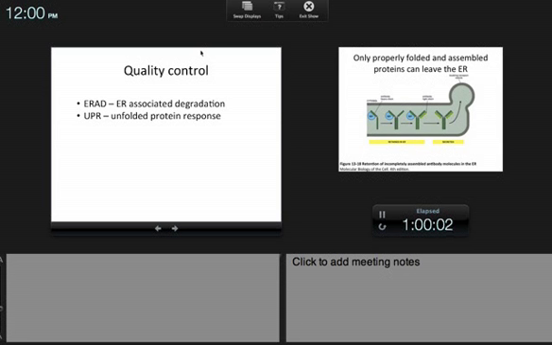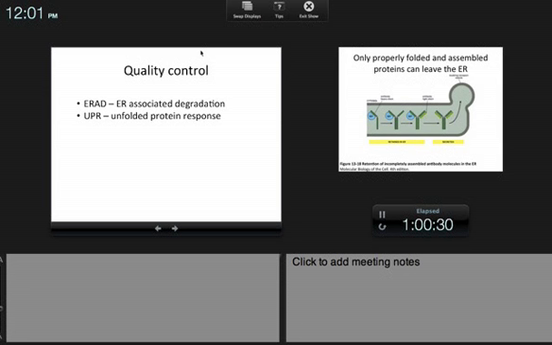This is specifically talking about two different processes, ERAD, which is ER-associated degradation, and the UPR, unfolded protein response. People always get confused between the two, think they're one, swap back and forth different components. So I just want to tell you in the beginning, they're two different things. Try to remember that they happen under different circumstances.